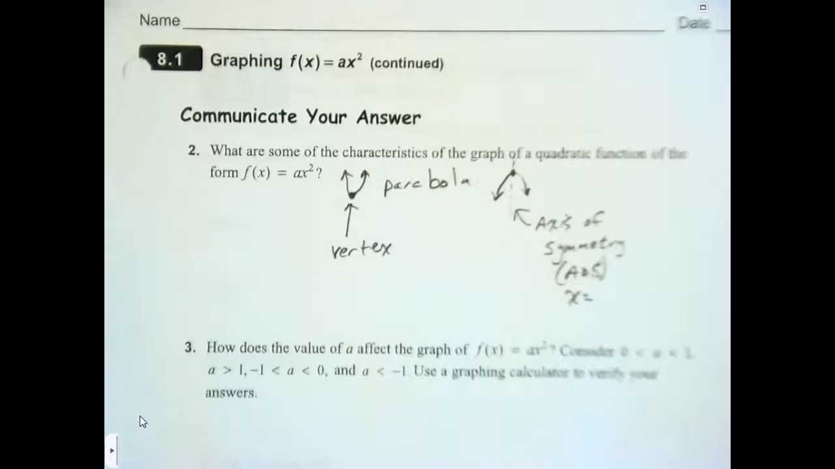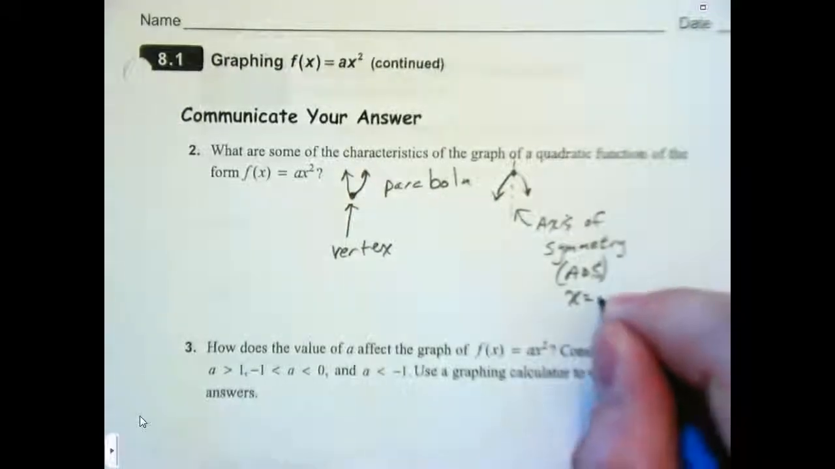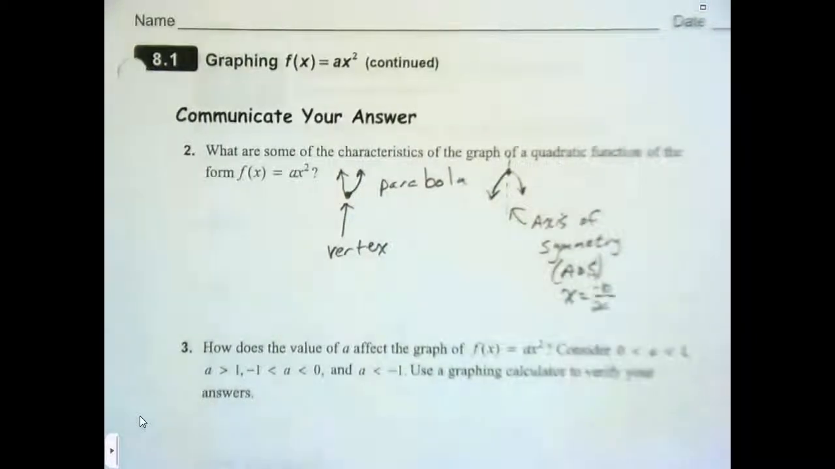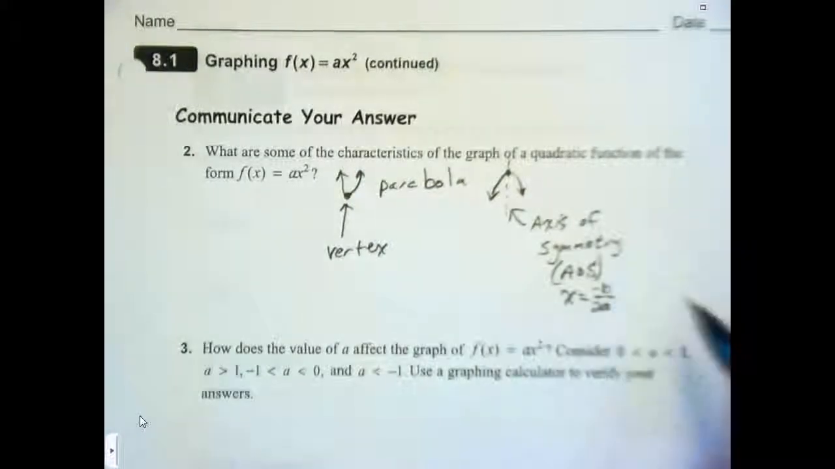Okay? Yep. x equals the opposite of b over 2a, because negative b is read as the opposite of b. So if we plugged in a negative there, it'd become positive.